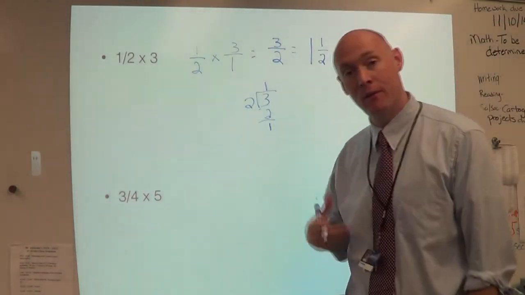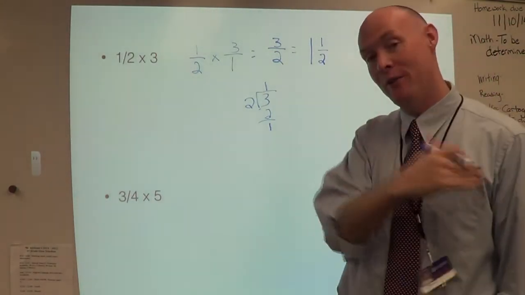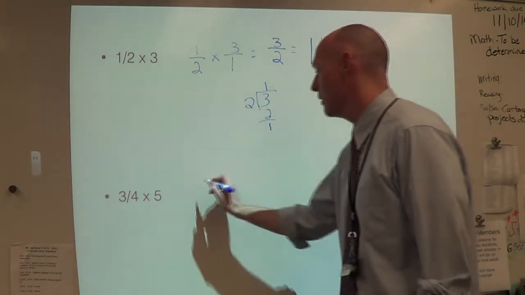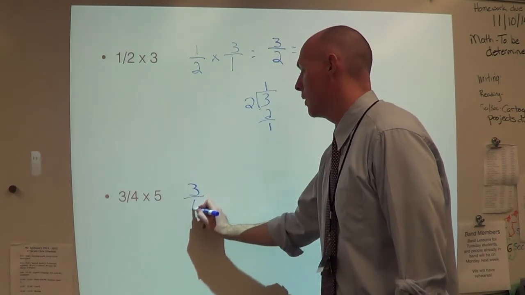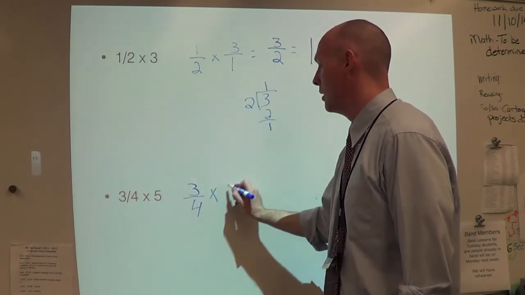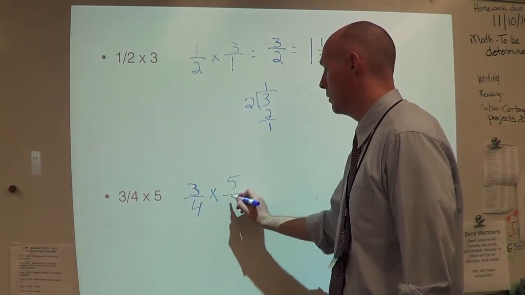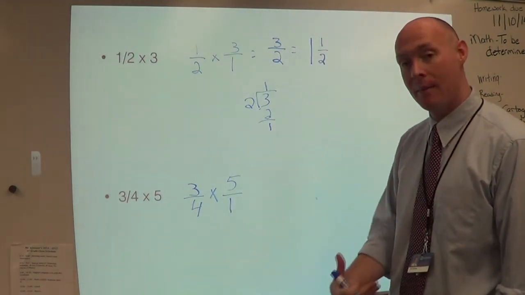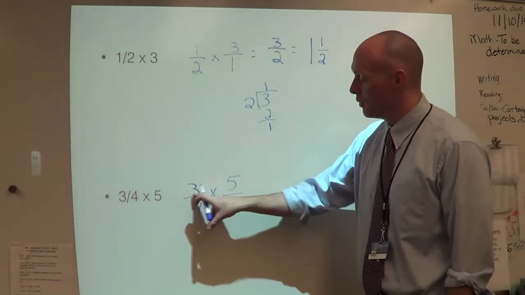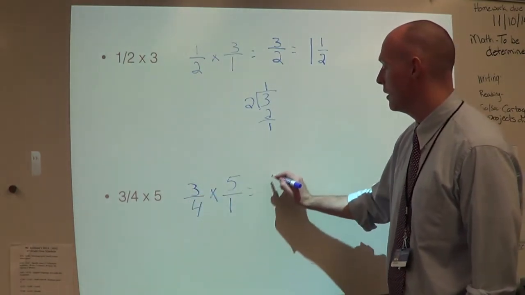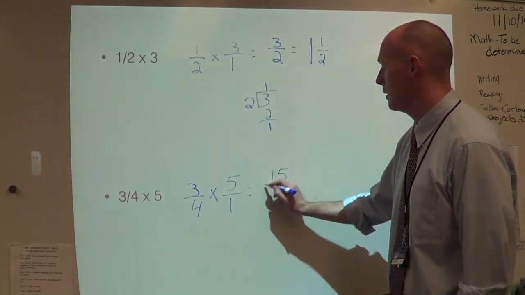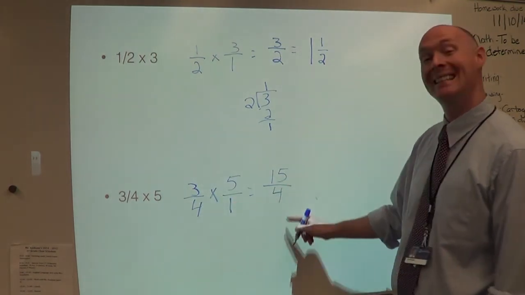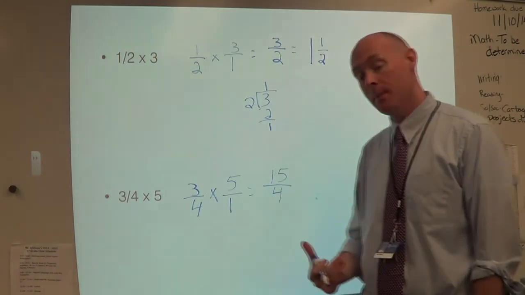Let's try another one before I turn it loose and have you try a few. So here I have 3/4 times 5. 3/4 times 5 over 1. Okay, multiply the numerators, then multiply the denominators, then solve. 3 times 5 is 15. And 4 times 1 is 4.